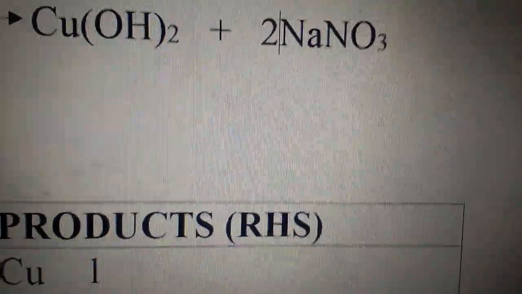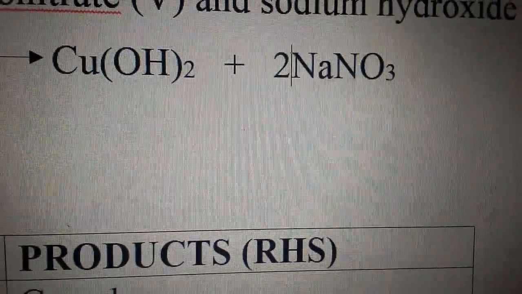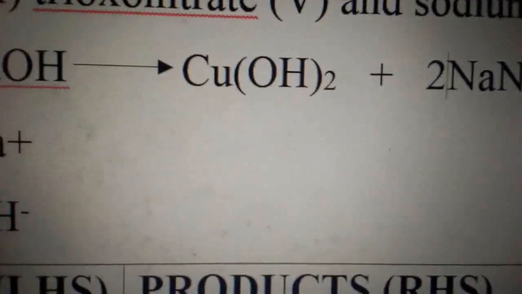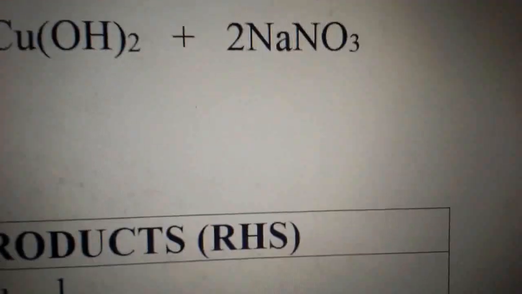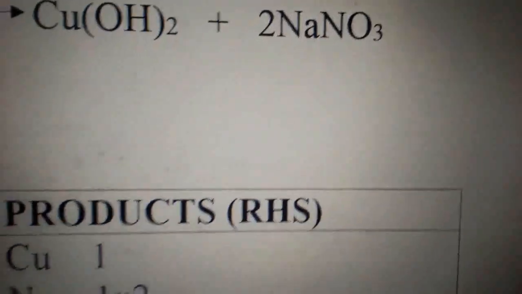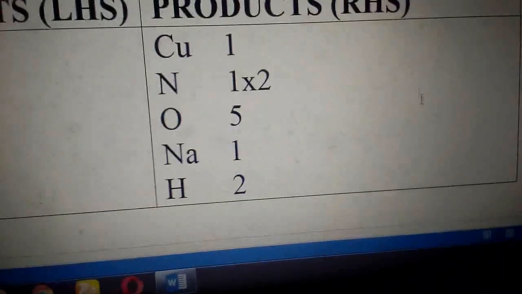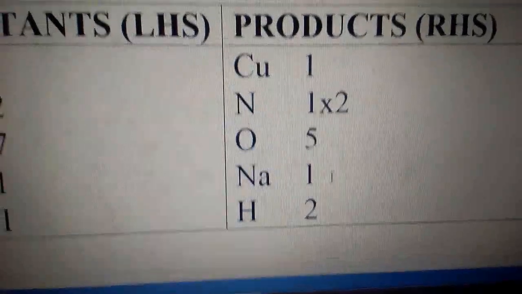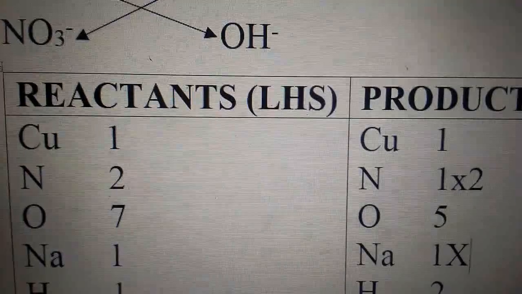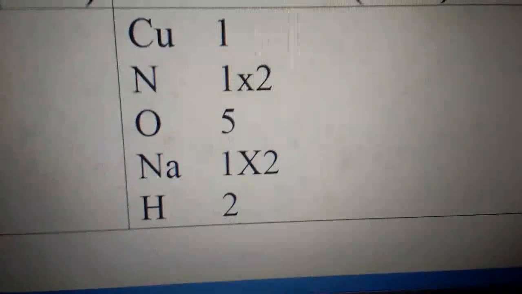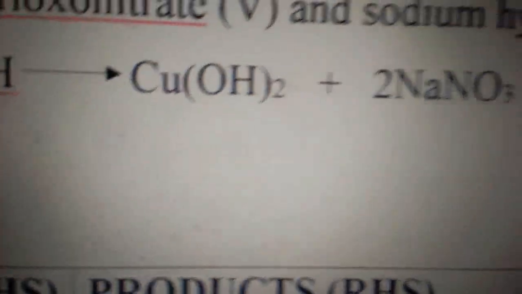So sodium is 2 on the right hand side, or 2 times 1 is 2. There is no sodium in this substance on the left. So 2 sodium atoms. So you go to the table and then change sodium. You see sodium on the left hand side. We multiply that 1 by 2. Sodium becomes 2 now. Now which other element is affected?